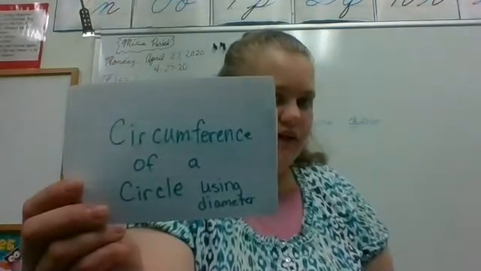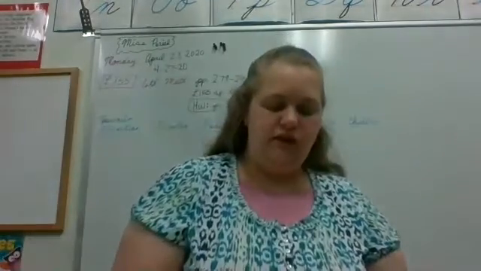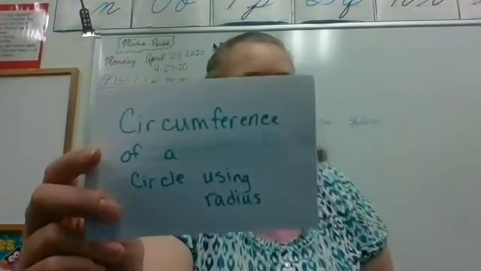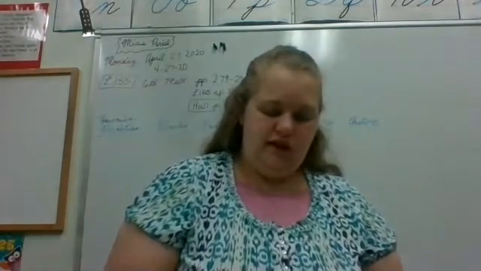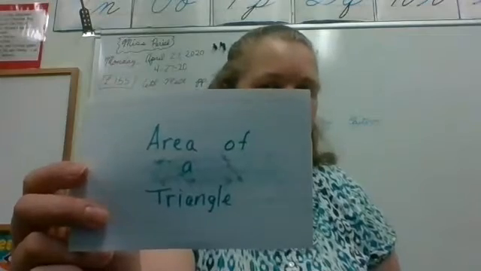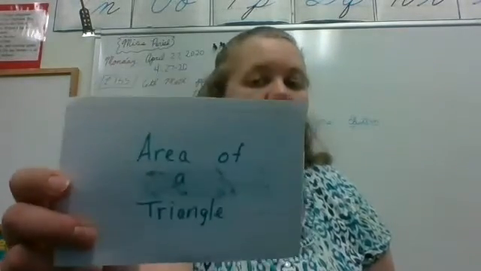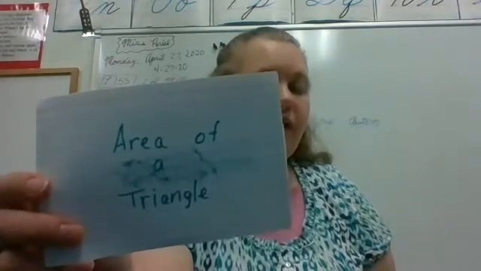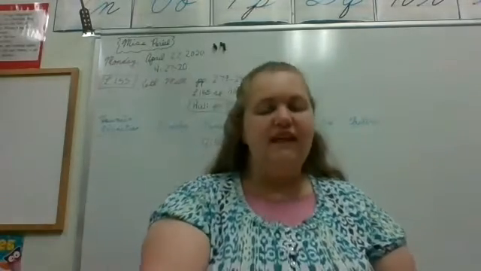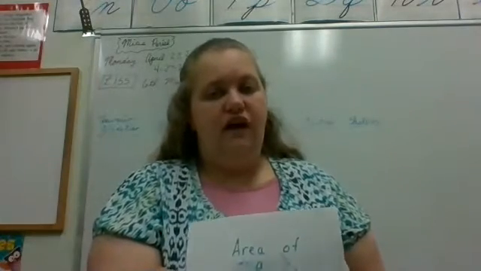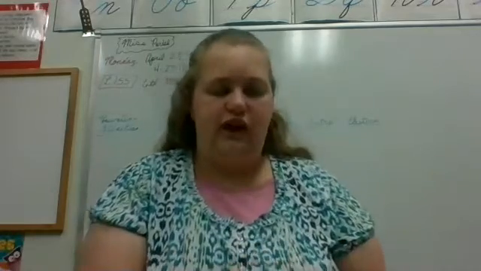Circumference using diameter of a circle, sorry. C equals pi times D. What about using a radius? C equals 2 times pi times R. All right. Area of a triangle. A equals 1/2 times B times H. With the triangle, you can't forget that you have to multiply the base times half, okay? Because a triangle is half of the amount of a square, okay? So I can show you that later.